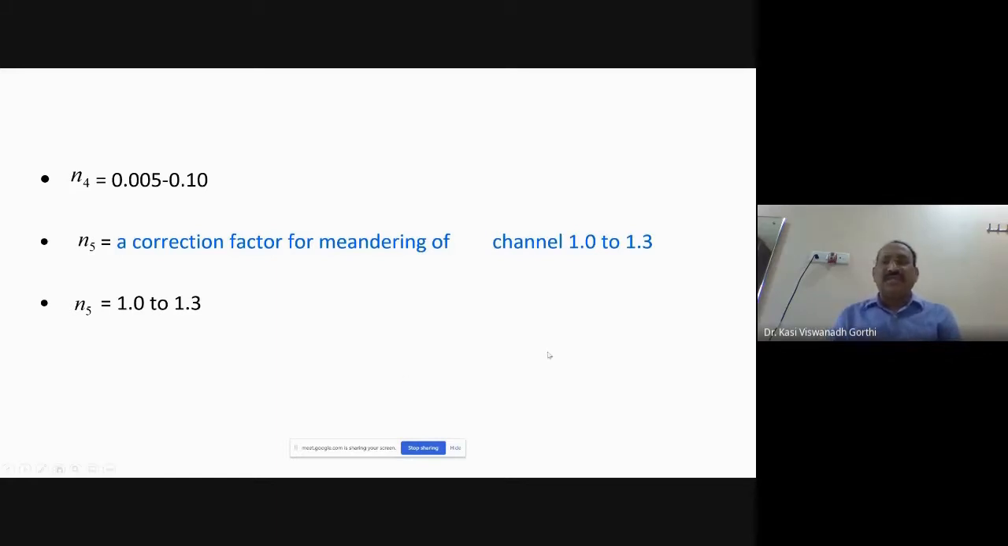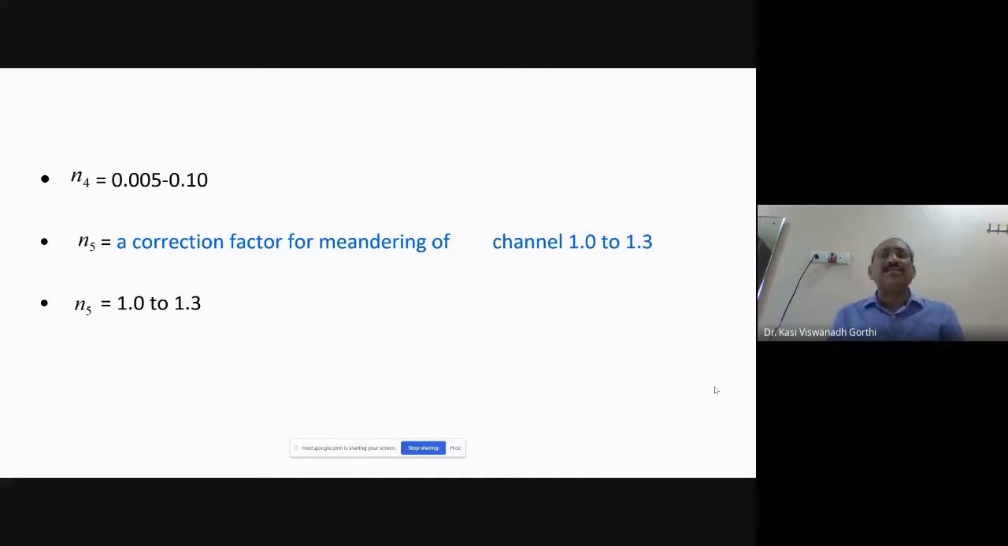N5 is of course for the river meandering, the channel meandering, 1.0 to 1.3. Straight reach, there is no change in the alignment, no change in the meandering. So value of N5 would be equal to 1.0. If it is having huge changes, then it will be maximum of 1.3. So by choosing the appropriate values of these N0 to N5, you will be able to estimate the appropriate value of N, which can be used for finding the velocity V in Manning's formula. So this is how the uniform flow works.